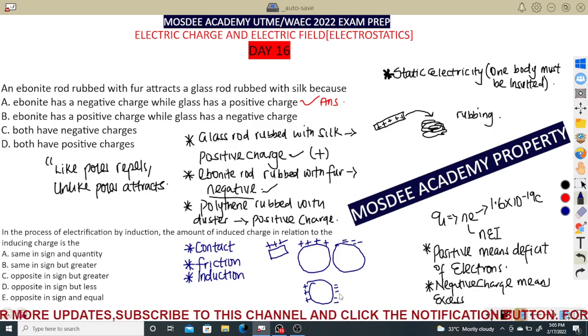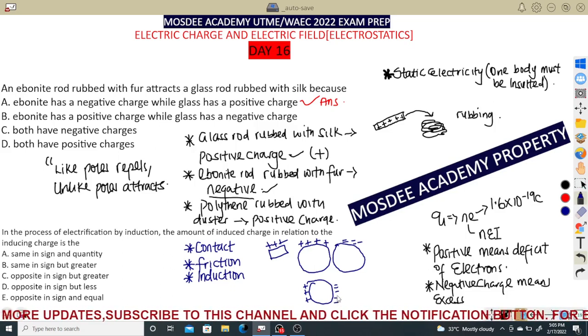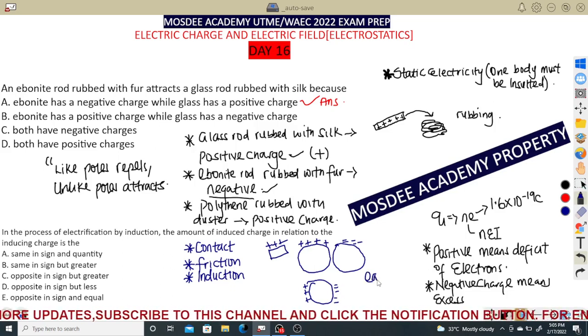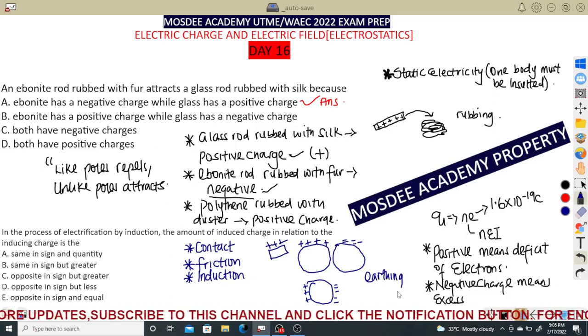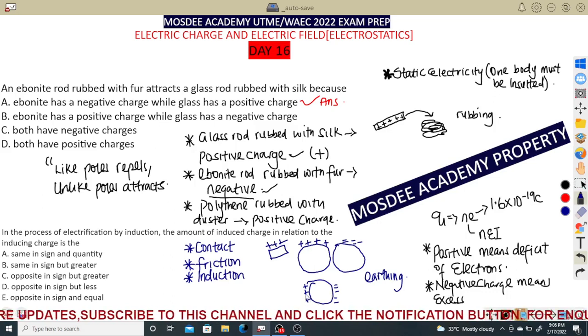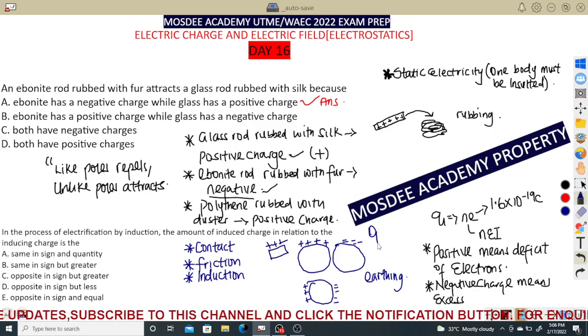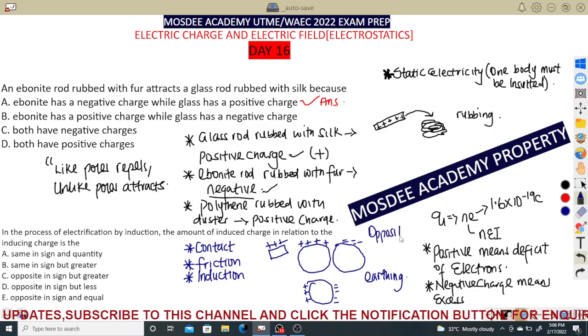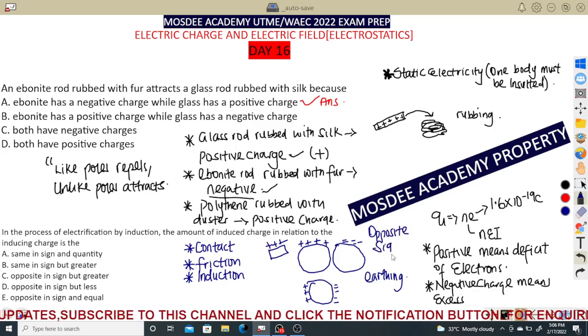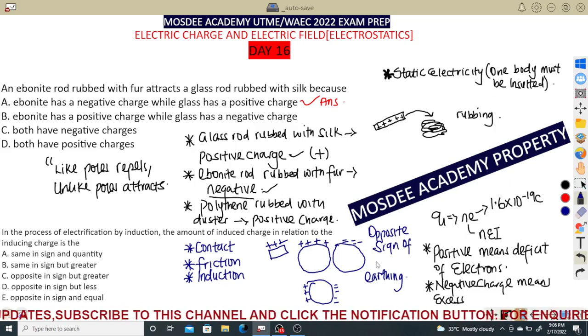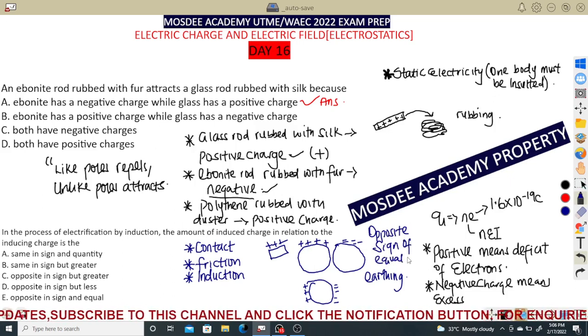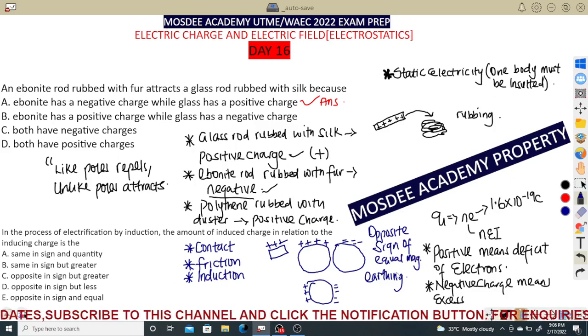The first thing is to bring them in contact. When they are in contact, the next thing is that you are going to distribute charges without touching it, by earthing. That is the process we call earthing. By earthing, the charges are going to be distributed and they are going to have opposite signs. You can see that the signs are not equal. Induction always gives you opposite signs of equal magnitude. I shorten magnitude as MAG.